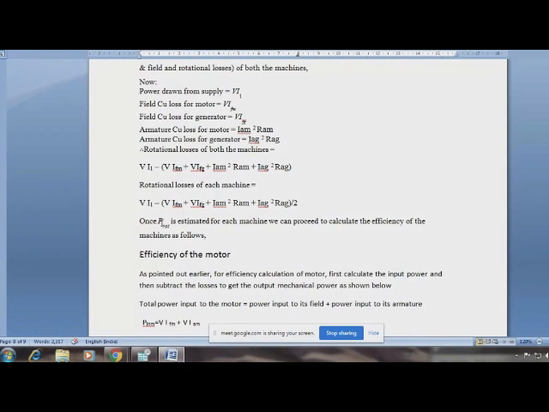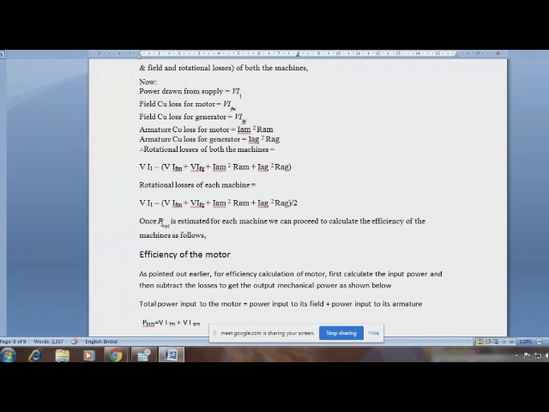So, if you look at the two testing procedures, Swinburne and Hopkinson, both are meant to find rotational loss only. But the difference we see between the two is, in Swinburne, the test is done on one machine, which is a motor, while in Hopkinson, the test is done on two identical machines, one acting as motor, the other acting as generator.